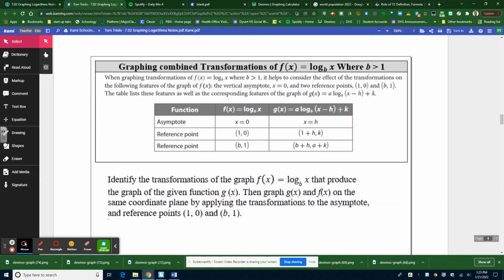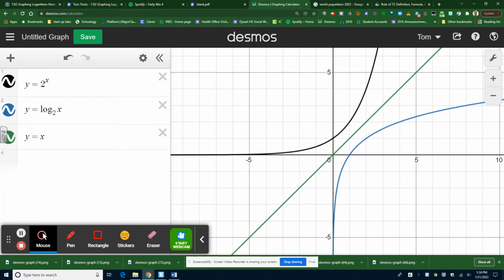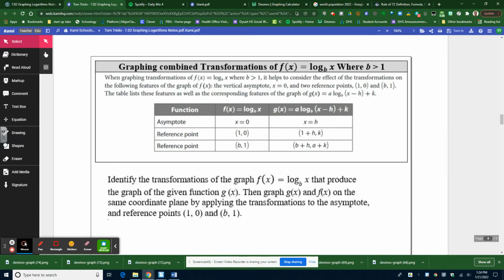We have a vertical asymptote, so it's always x equals 0 if it's the y-axis, but if we shift away from the y-axis, left or right, it's going to be x equals whatever h is. Our reference point is 1, 0. If we look at our original graph here, this is 1, 0 because 2 to the 0 power equals 1. But again, that shifts as well. Wherever it shifts left or right, the reference point shifts, specifically the x-intercept. We will always, always, always have an x-intercept. Hold on to that thought for the y-intercept.